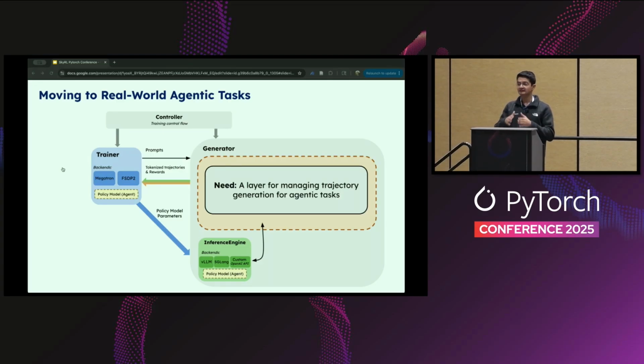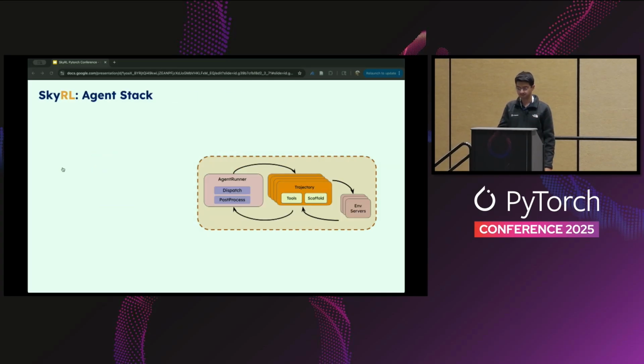So ideally, we have a layer that can manage both of these components, and we want one layer for managing overall trajectory generation for agentic tasks, or an agent layer, and we've built such an agent layer in SkyRL. Okay, so I've got a high-level system overview here for how SkyRL's agent stack has been built.